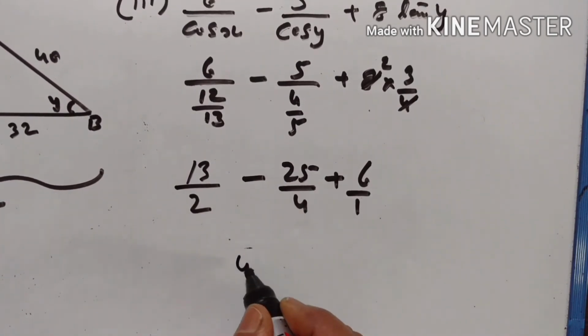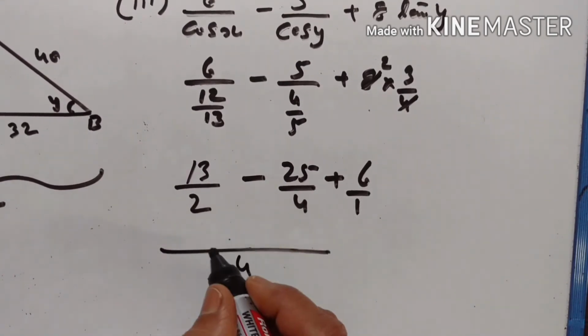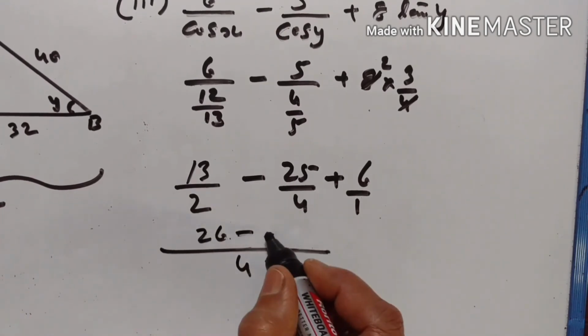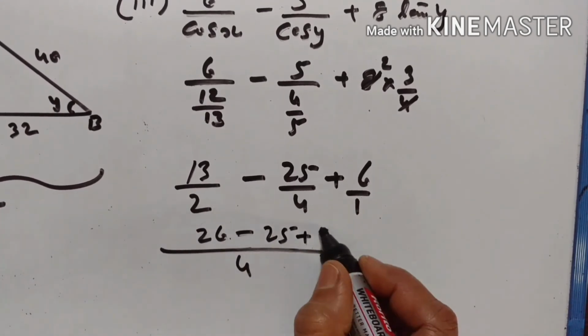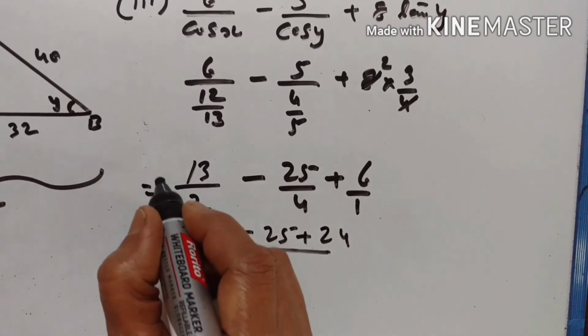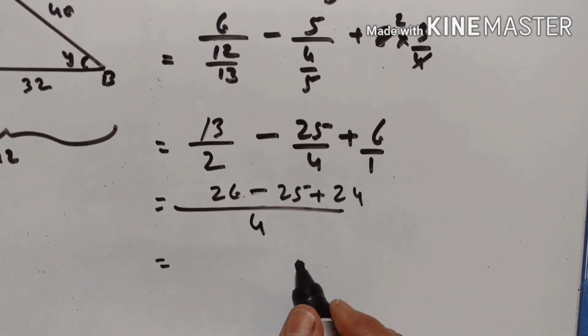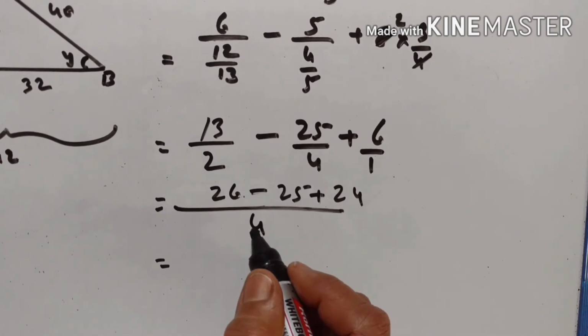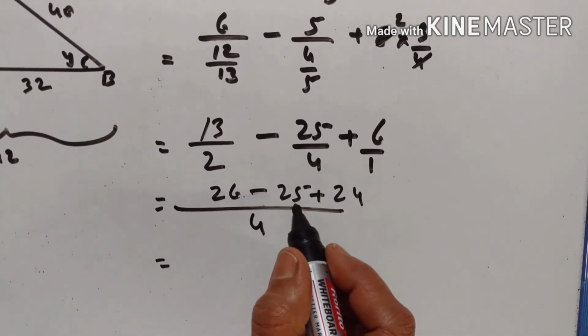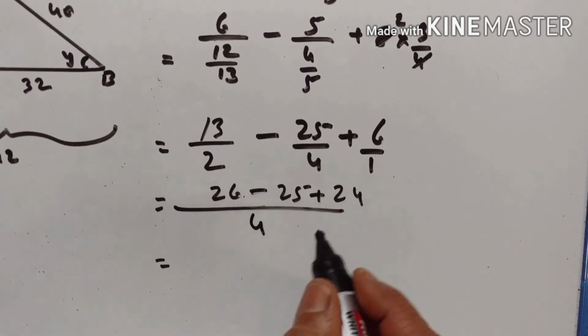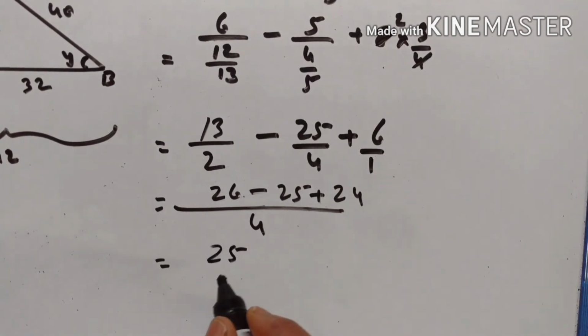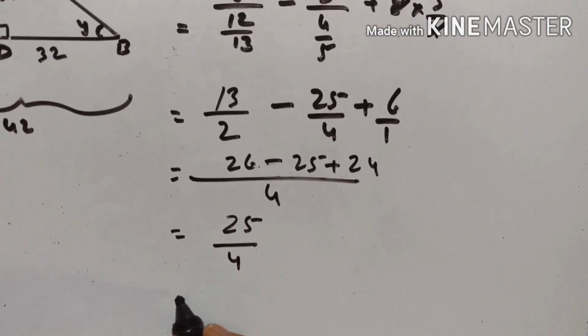LCM is equal to 4. 2 2s are 4, 2 into 13 is equal to 26, minus 25. 26 minus 25 is equal to 1. 1 plus 24 is equal to 25. 25 upon 4. This is equal to 4 6s are 24, 1 remains. 6 and 1 upon 4.